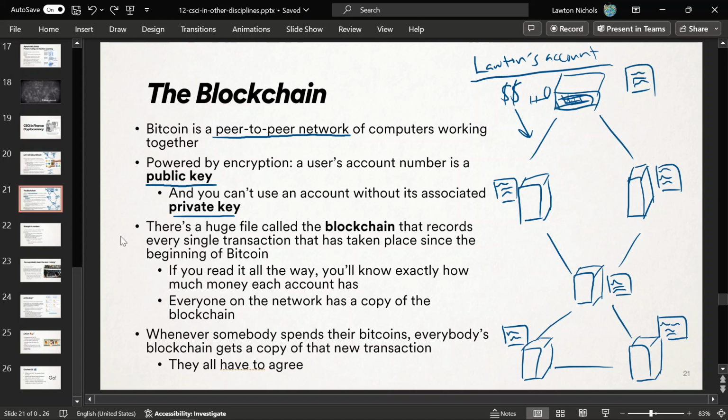So if you have it on your own computer, you don't tell anybody your private key, it's pretty safe, I would say. And so yeah, everybody has this copy of this file called the blockchain, and that's how everybody knows how much money is in each account.